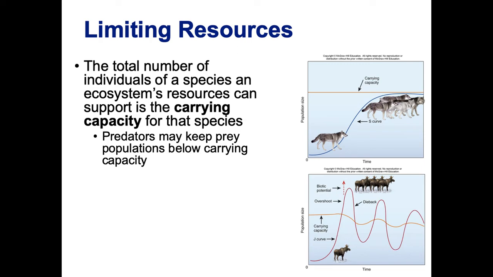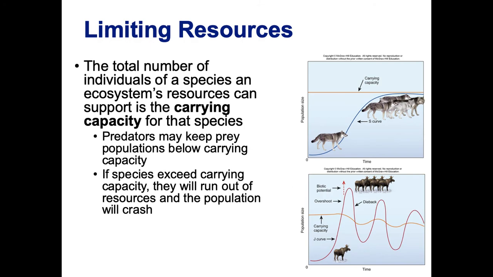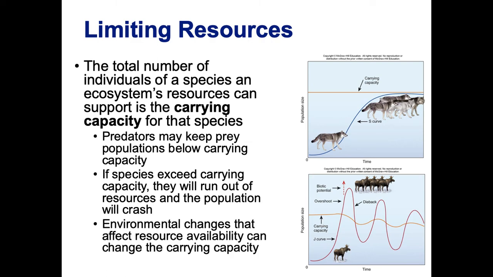Ecology can be messy, and it has to do with the life history of the species or the timing and process of reproduction and survival in that species' life cycle. It's pretty common for predators to be below their carrying capacity. And as I said before, if a species exceeds its carrying capacity, it will run out of resources and the population will crash.